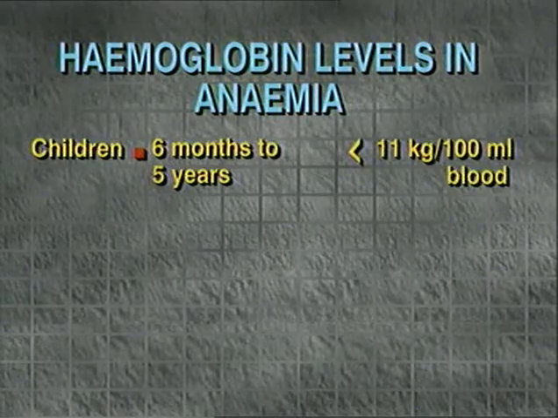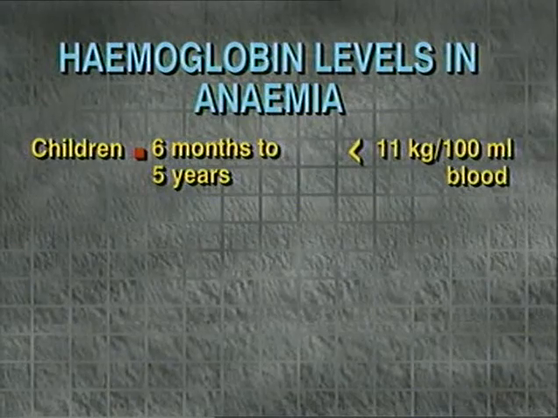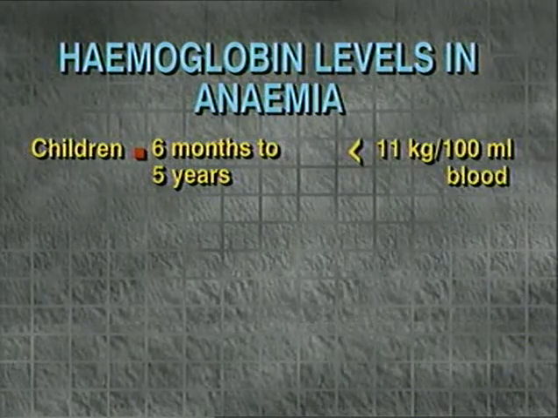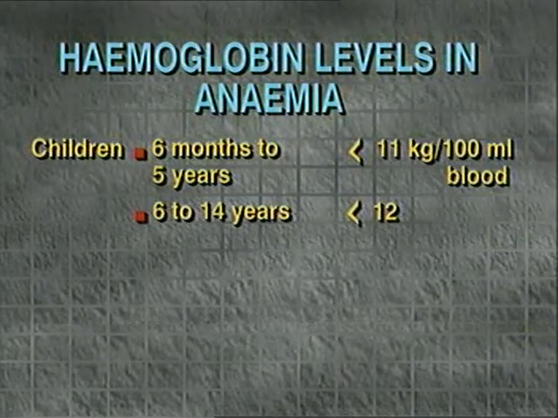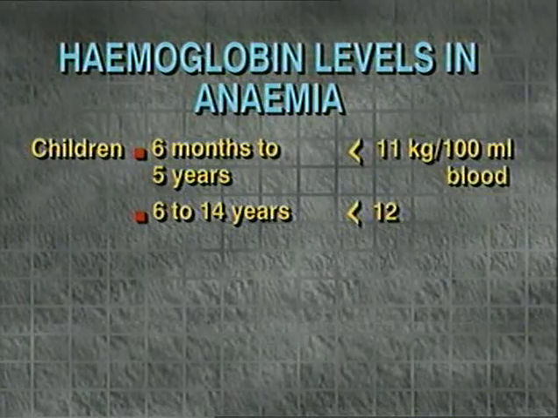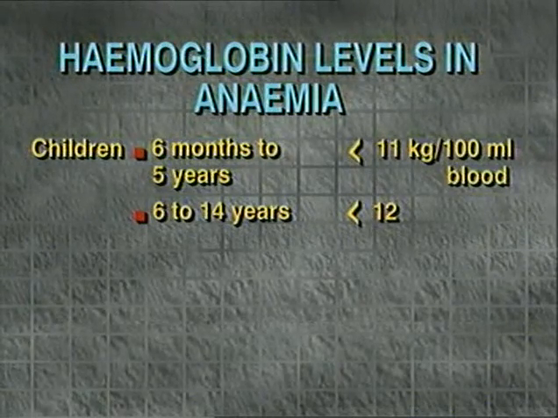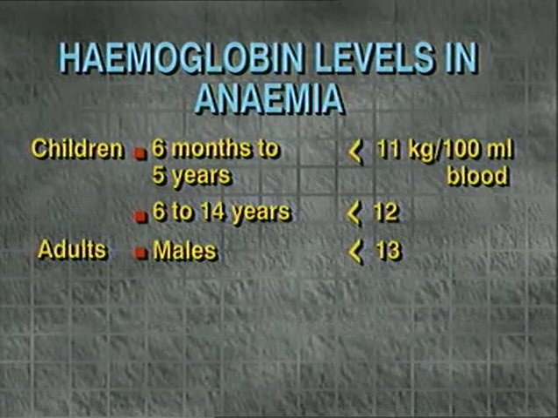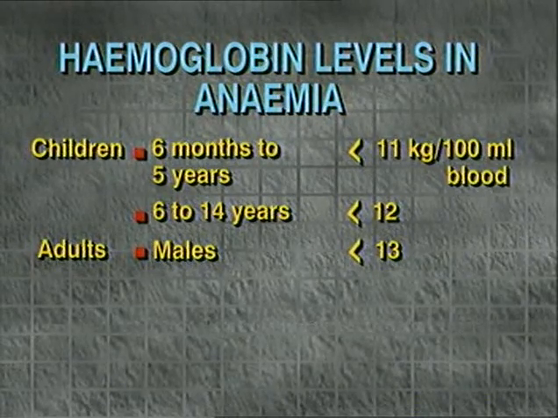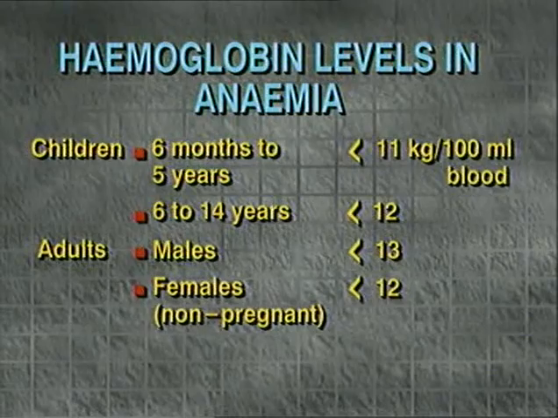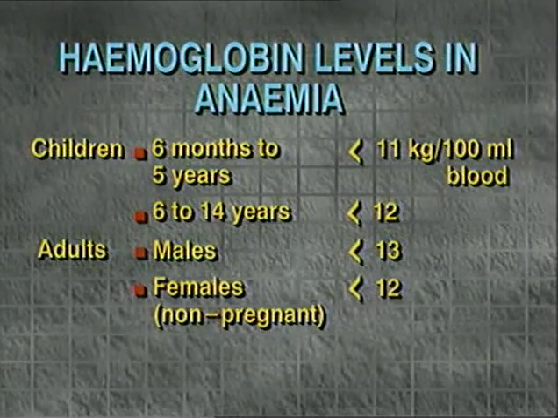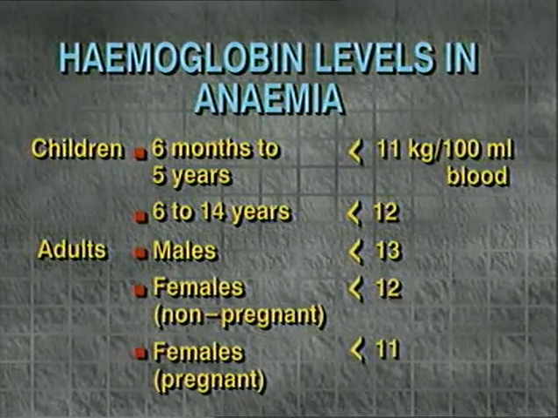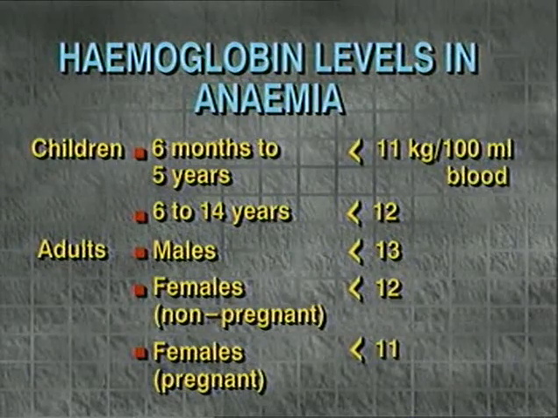According to the WHO, the levels of hemoglobin in the blood suggestive of anemia are: children 6 months to 5 years, less than 11; children 6 to 14 years, less than 12; adult males, less than 13; adult females non-pregnant, less than 12; adult females pregnant, less than 11.